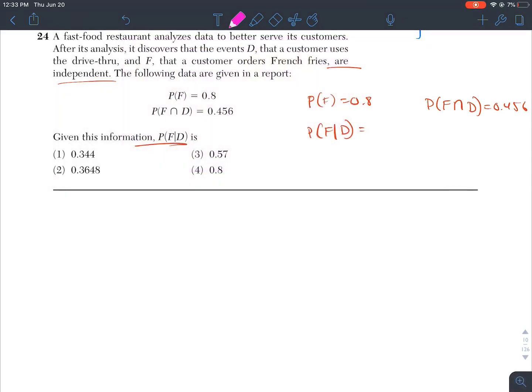Well, because these events are independent, it doesn't matter whether it's drive-thru or not. The probability of ordering French fries is 0.8 no matter what. So we're done. That's probably one of the trickiest questions on this test, even though it took no thought other than realizing that they were independent.